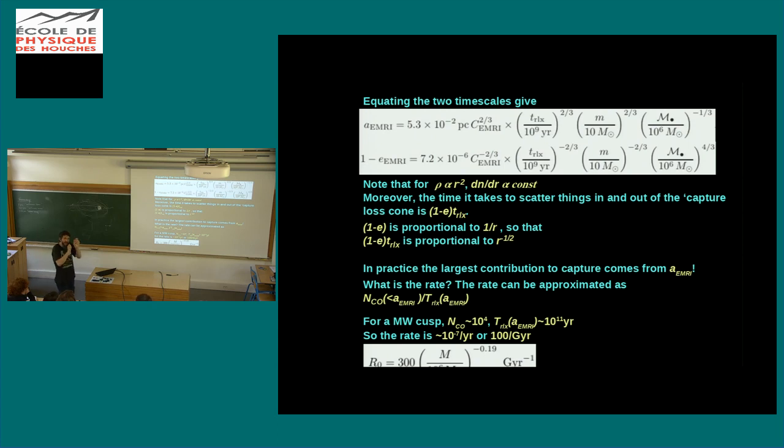If you do the calculation more carefully with some model, what you get for a Milky Way type nucleus is like 300 per gigayear. Okay, so this estimate is actually good enough. This was just to highlight that the key physical process is this balance between relaxation and circularization once you are on a captured orbit. Okay, so this is what defines your EMRIs.